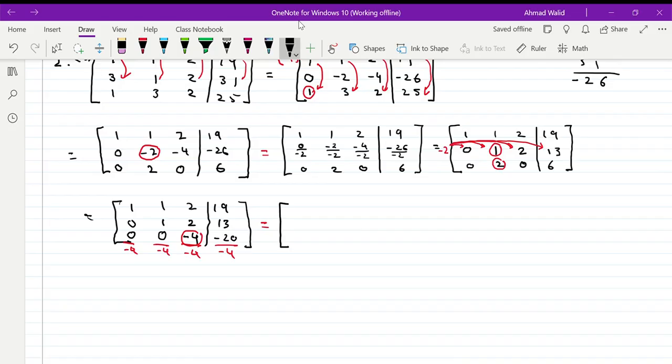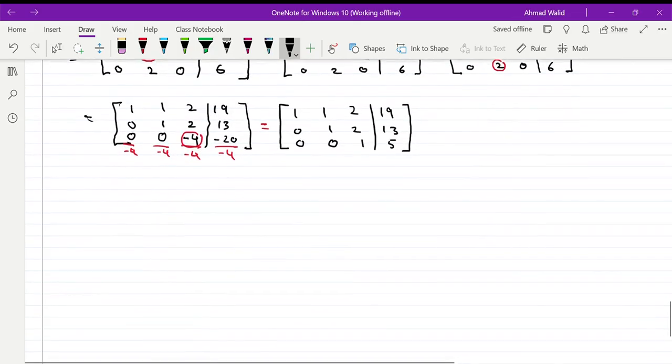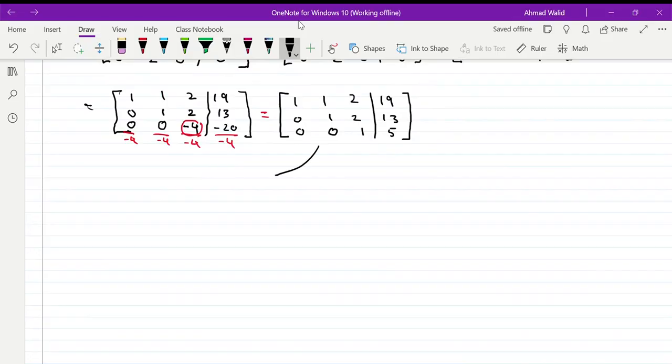Copy row 1, 1, 1, 2, 19. Copy row 2, 0, 1, 2, 13. And divide row 3, 0, 0, 1, and positive 5. Now you are in row echelon form, or you are done with your goal matrix. From here on, what to do?